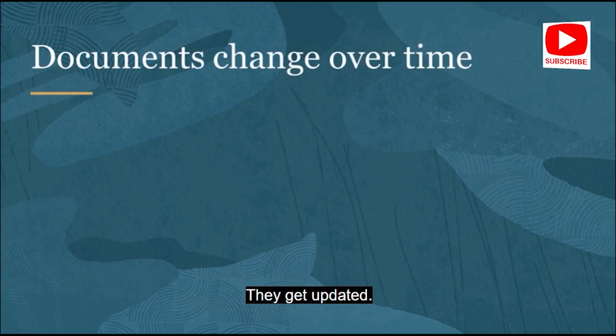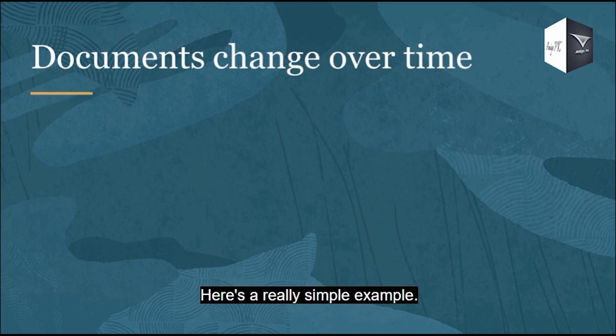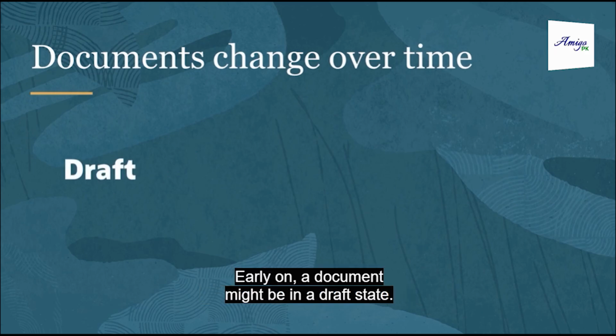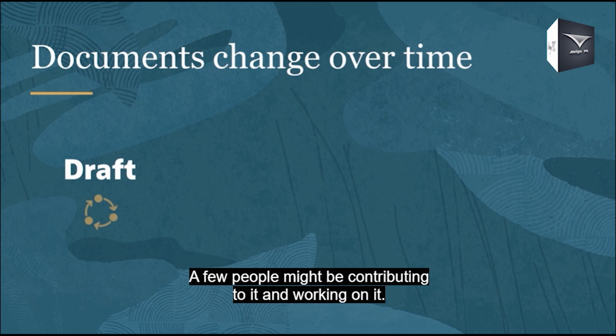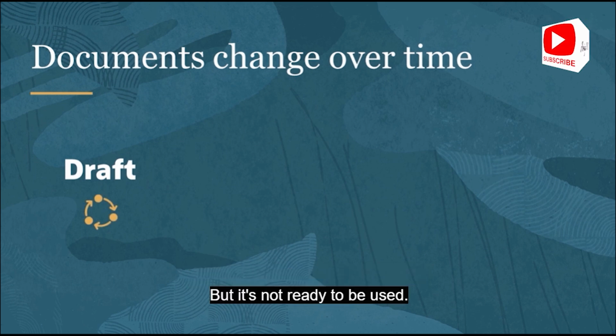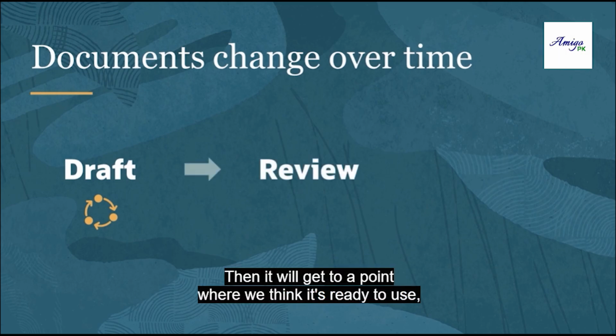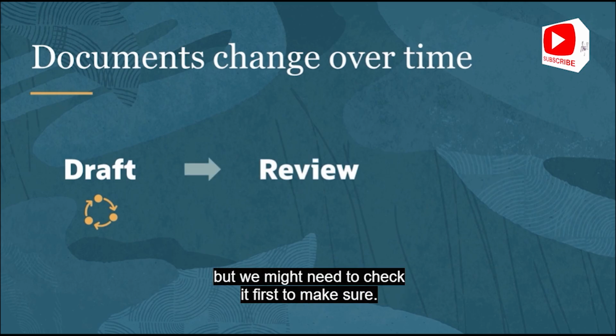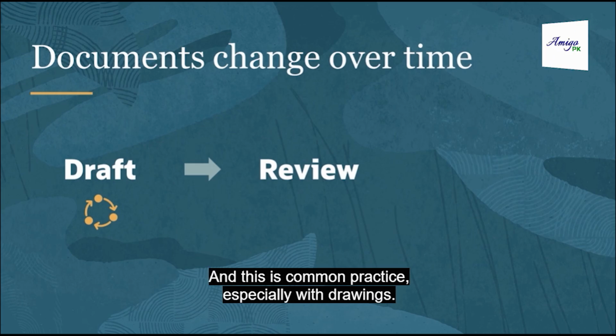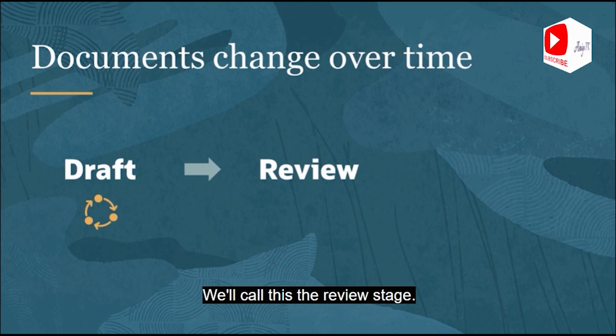They get updated. Here's a really simple example. Early on, a document might be in a draft state. A few people might be contributing to it and working on it, but it's not ready to be used. Basically, it's not finished. Then it will get to a point where we think it's ready to use, but we might need to check it first to make sure. And this is common practice, especially with drawings. We'll call this the review stage.